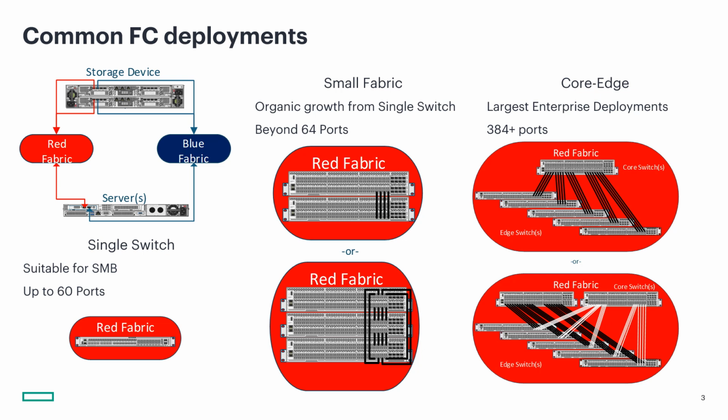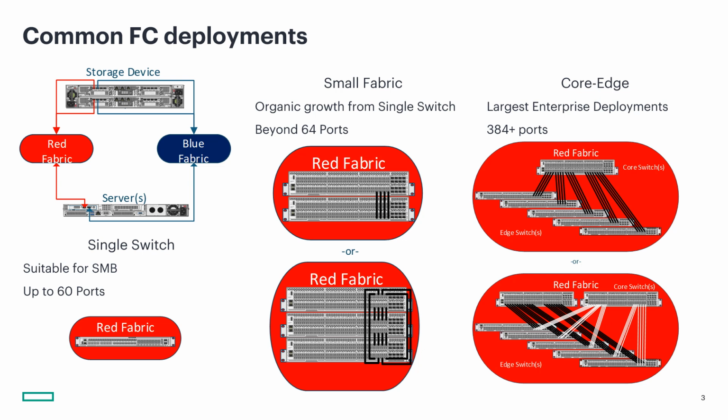I can start out with a single core switch in a red fabric with maybe 2 or 3 or 4 edge switches. And at a certain point, I may start growing to the point where I need to actually add more and more ports. I can put another core switch in and start moving cables around. The ISLs will figure it all out for me.